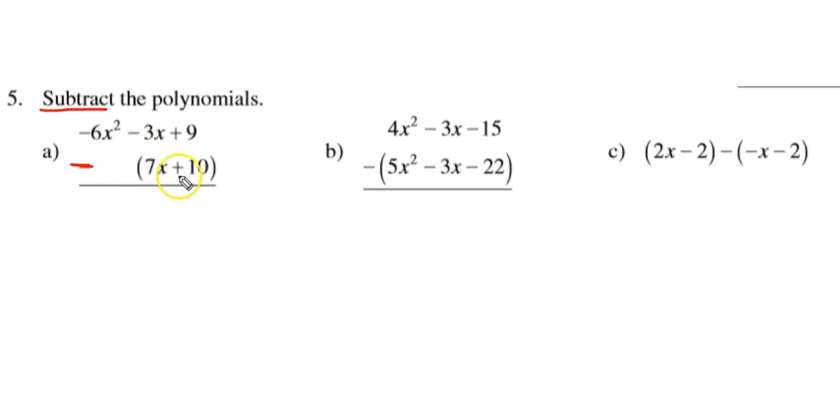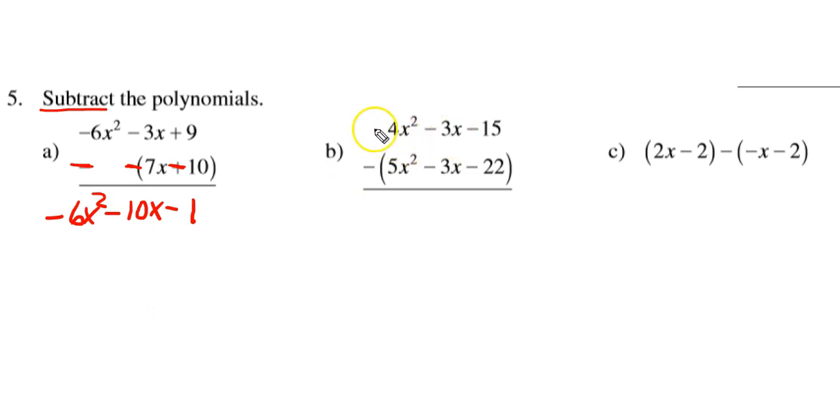And the answer is we take away the parenthesis and change each sign. So where this was positive, this now will become a negative. And where this was positive, this will then become a negative. And now we add them up. So this is a negative 6x squared. Now we have a negative 3x and a negative 7x will give us a negative 10x. And this is a positive 9 and a negative 10 leaves us with a negative 1.